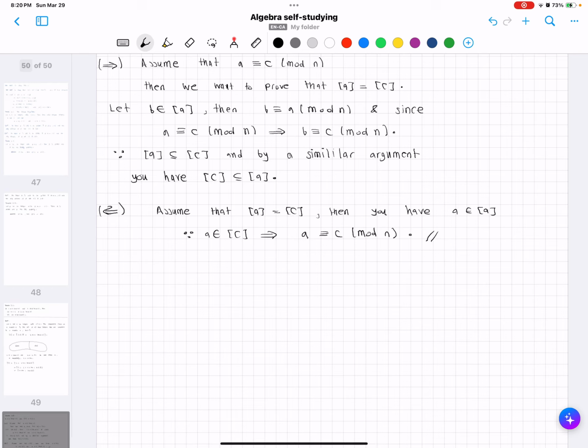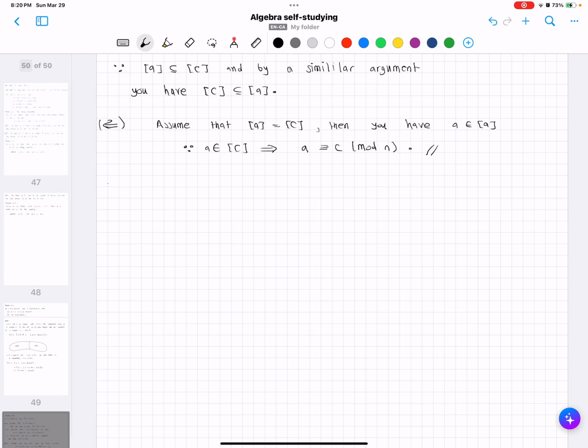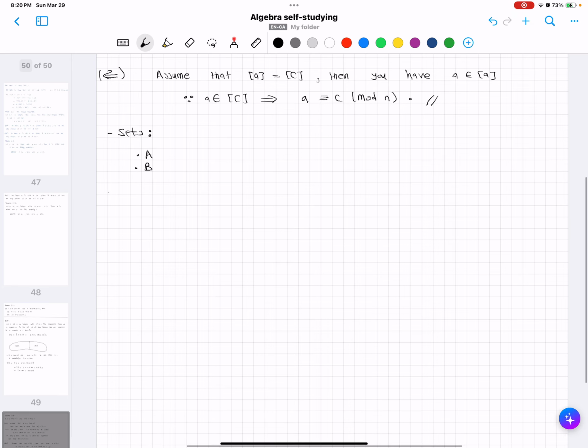So let's go back to what we were doing before. First of all, if you have two sets A and B, then we either have A intersection with B is an empty set, or A intersection with B is not the empty set.